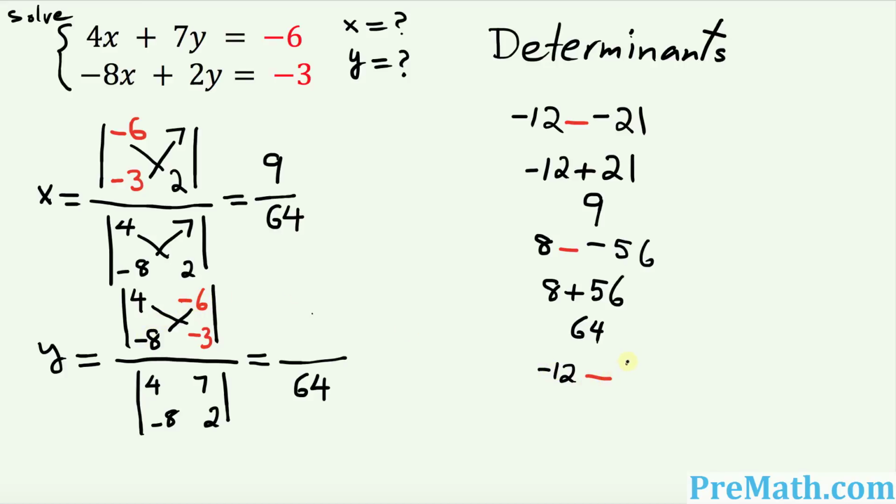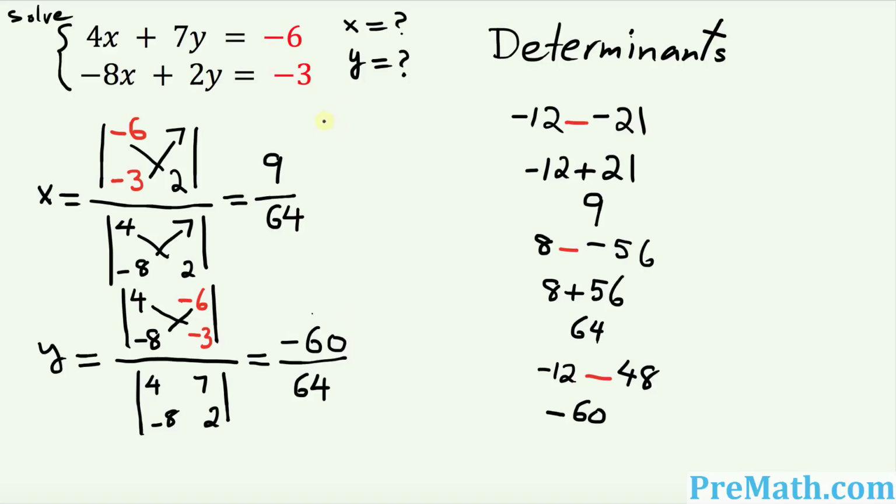So I'm just going to put down 48. Positive 48 is the same as 48. So once again we have like signs. That means we're going to add them and keep the same sign. So that is going to be negative 60. So I'm going to put down negative 60 right up here.